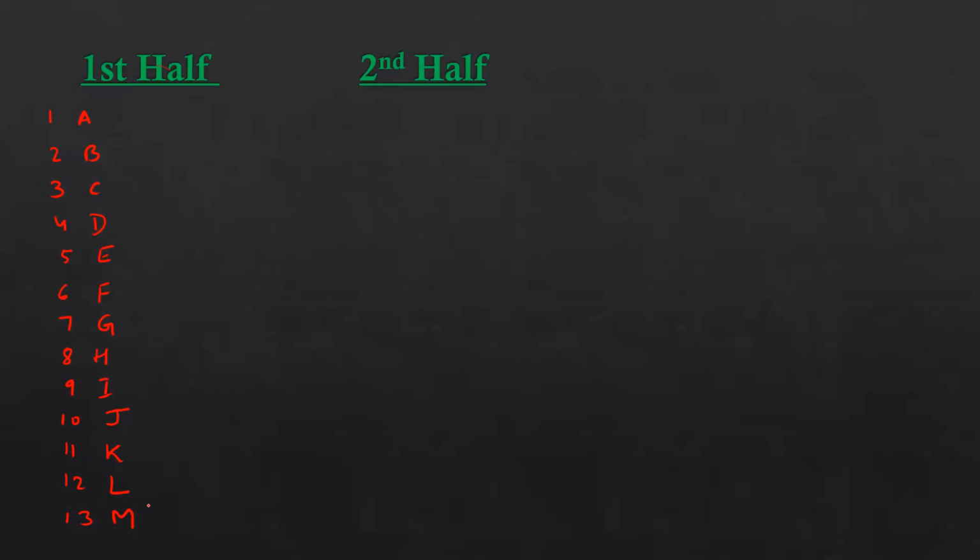And for the second half, we don't have to write from here 14. We will start from the bottom, because the right hand is always known as bottom. So we will start from 13 here. 14 will be N.